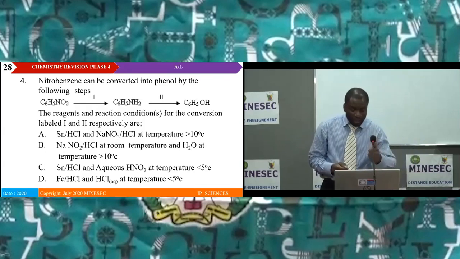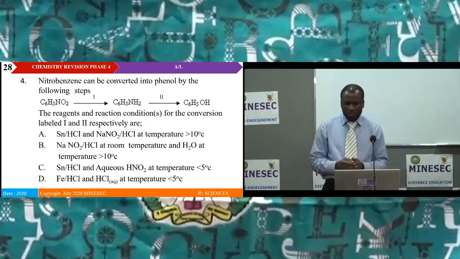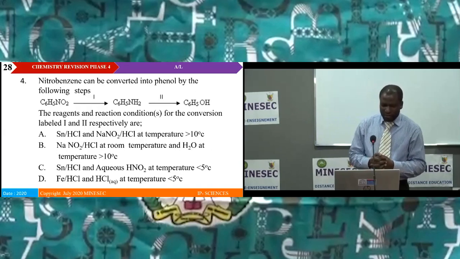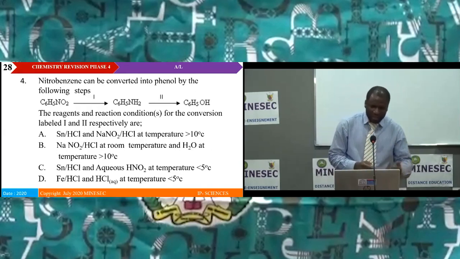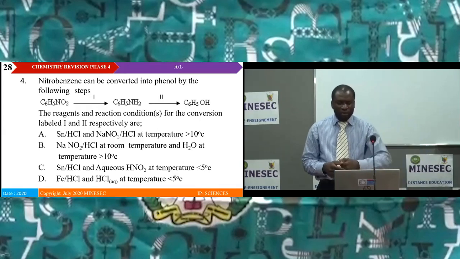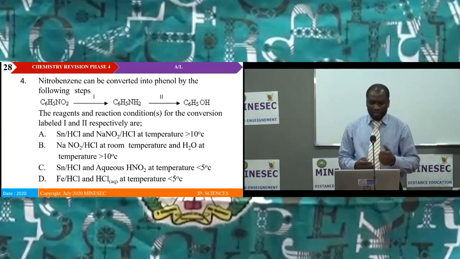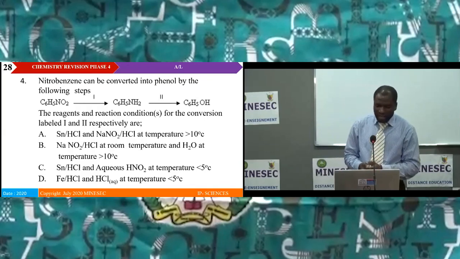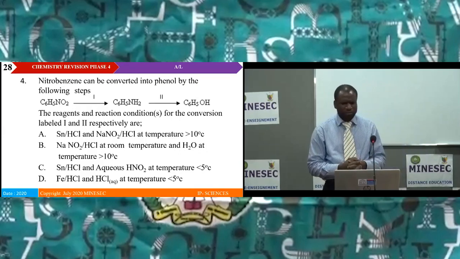B, sodium nitrite and hydrochloric acid at room temperature, and water at temperature greater than 10 degrees Celsius. C, tin in hydrochloric acid and aqueous nitrous acid at temperature less than 5 degrees Celsius. And D, iron in hydrochloric acid and aqueous hydrochloric acid at temperature less than 5 degrees Celsius.